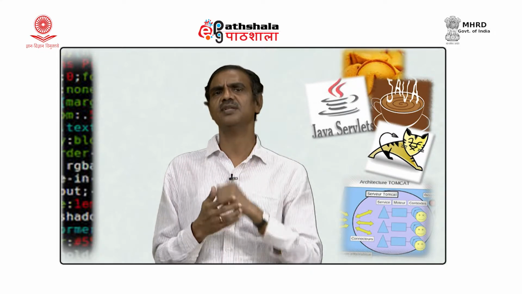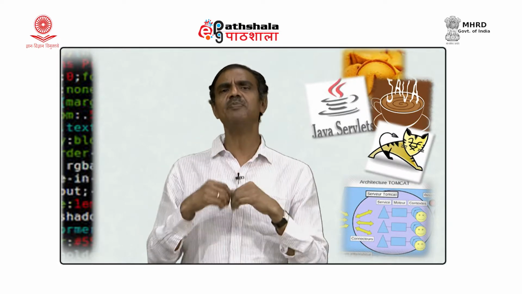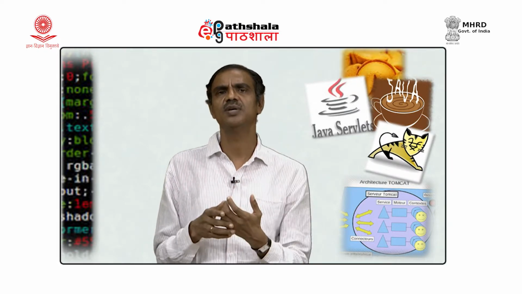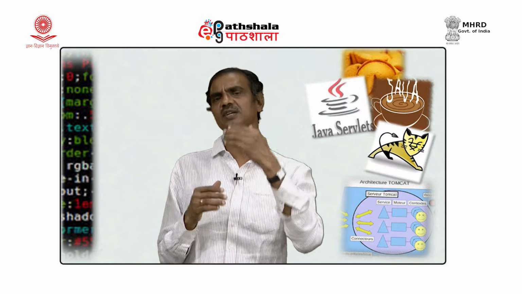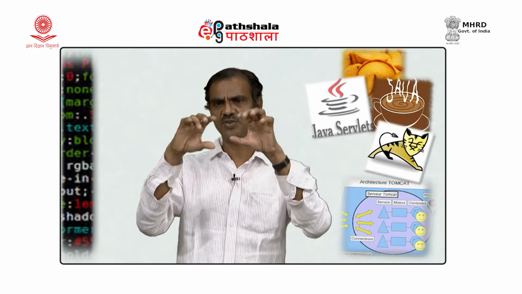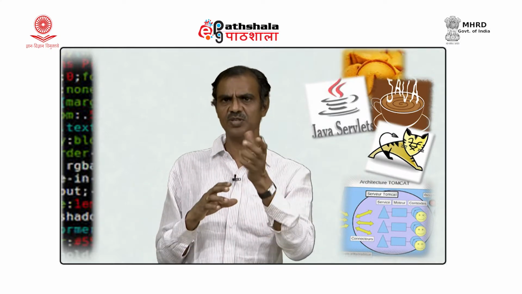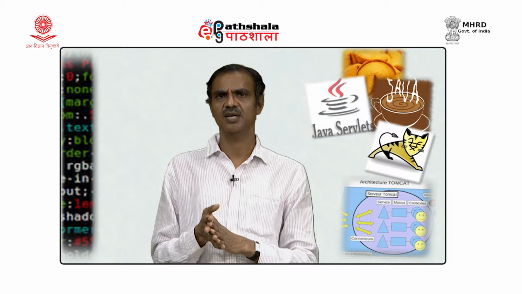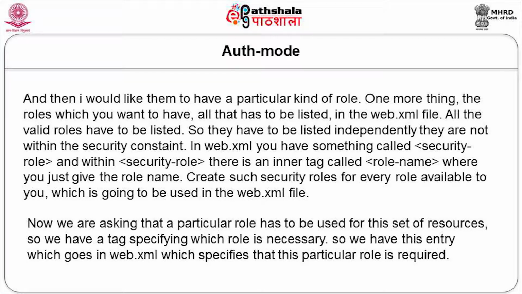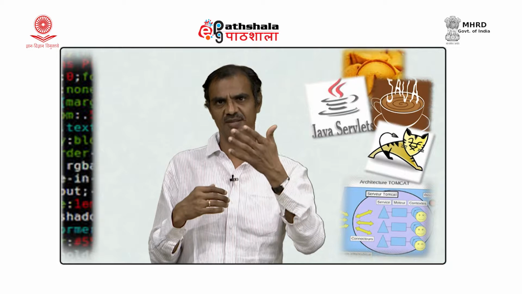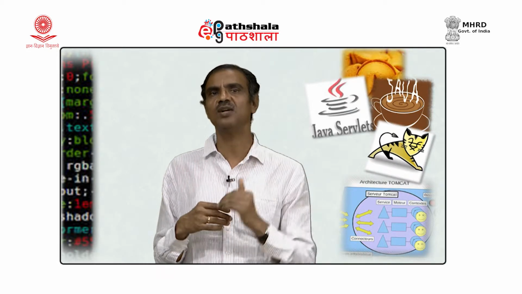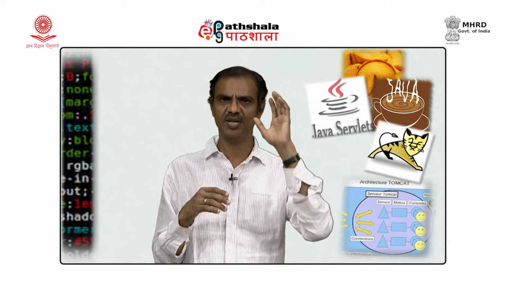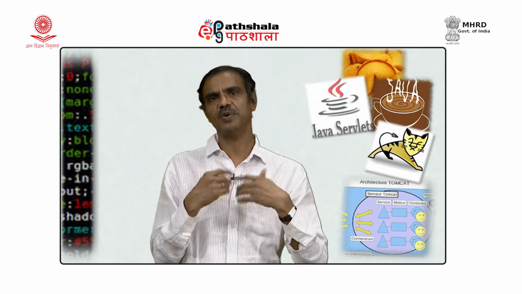In this security constraint, I want a particular role only for this particular set of resources. It is one set of resources, another set of resources, a set of resources having a name and a URL pattern, and then I would like that to have a particular kind of role. One more thing, the roles which you want to have all have to be listed. In the web.xml, all the valid roles have to be listed independently. They are not within the security constraint, so they would be outside the security constraint.